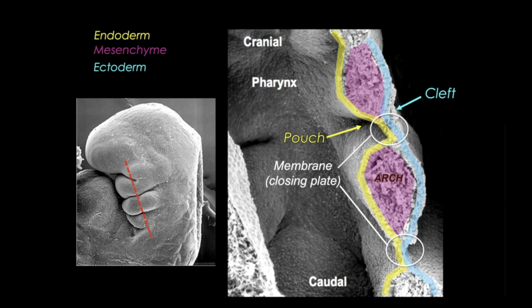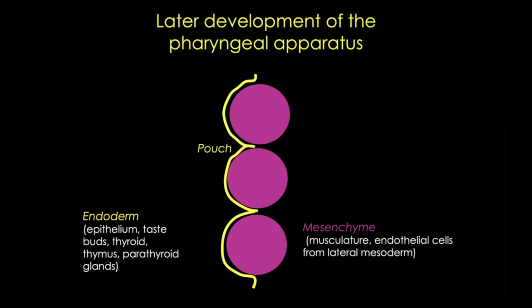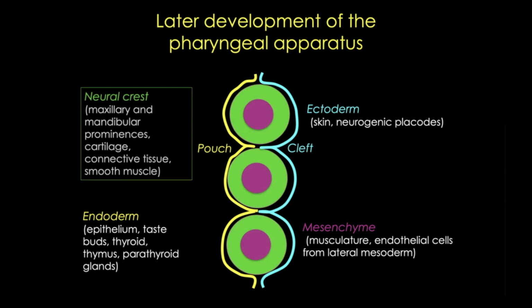Now let's go through this one more time, this time with a cartoon. Here we have that arch with its mesenchyme, which remember is early embryonic connective tissue, and that will give rise to musculature. We see the endoderm of the pouches, which give rise to epithelium and structures of the tongue and neck glands, and the ectoderm forming skin and neurogenic placodes. Later in development, much of the arch mesenchyme is formed from the migration of neural crest cells that, as you can see, form many of the face and neck structures.